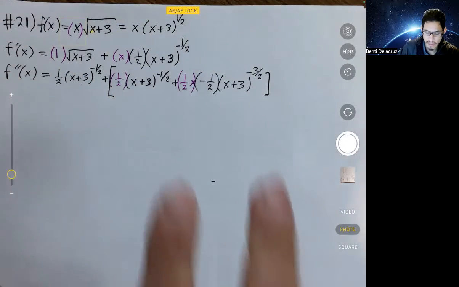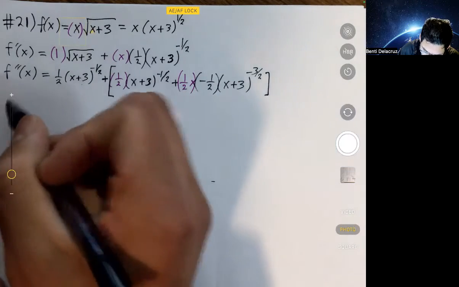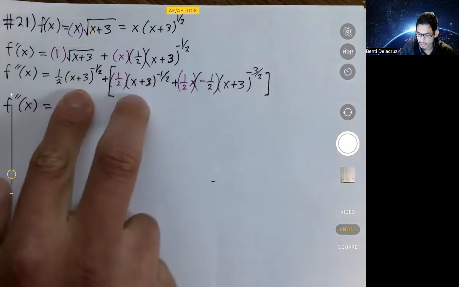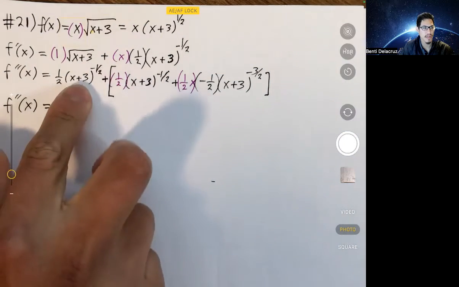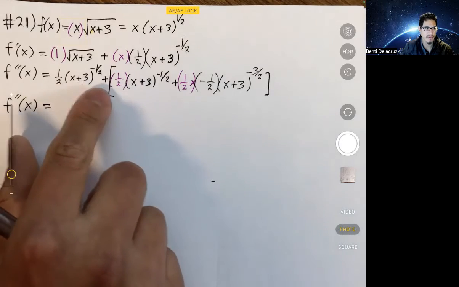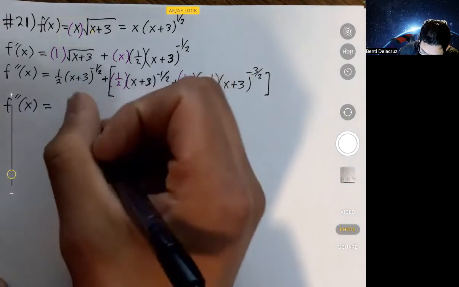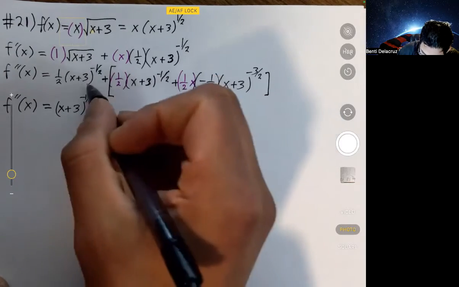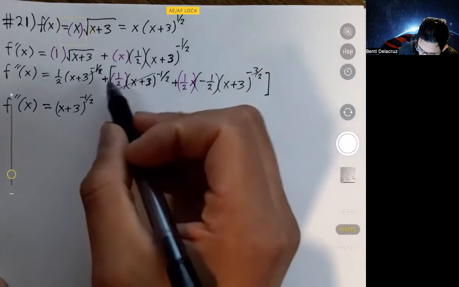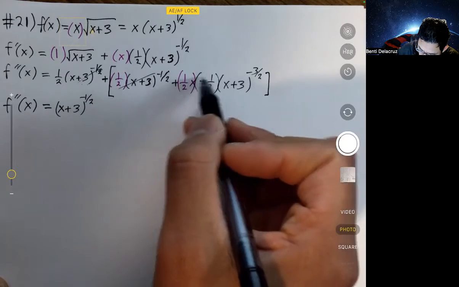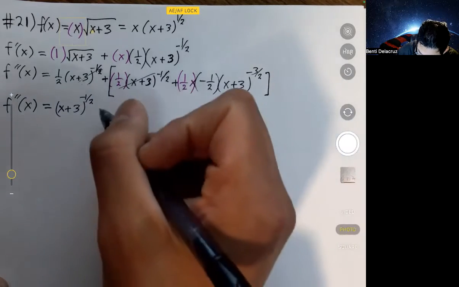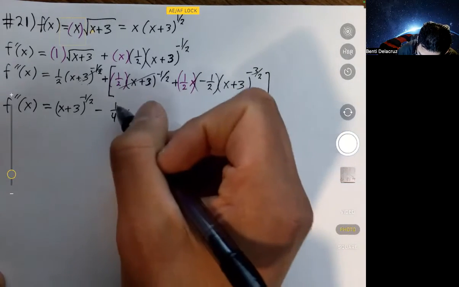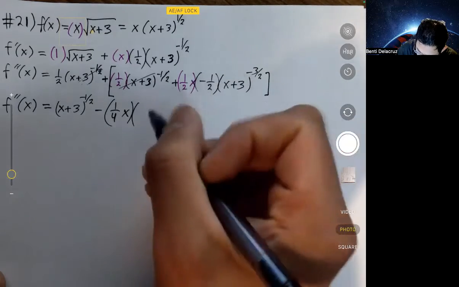Now let's simplify this because we want to combine like terms. So f double prime of x. Now these go together, these are exactly the same. This is just 1/2 of that plus another 1/2 of that. So it's just going to be 1 full of that. So this will just be x plus 3 to the negative 1/2. You combine those two. And we're going to have plus a minus 1, so this will be minus 1/4 x times x plus 3 to the negative 3/2.